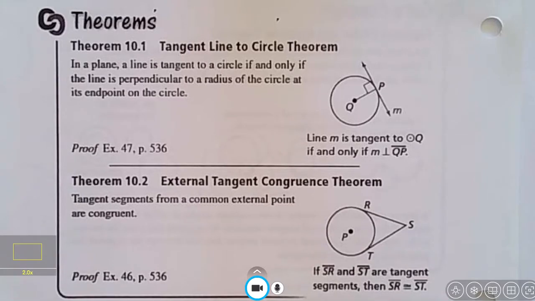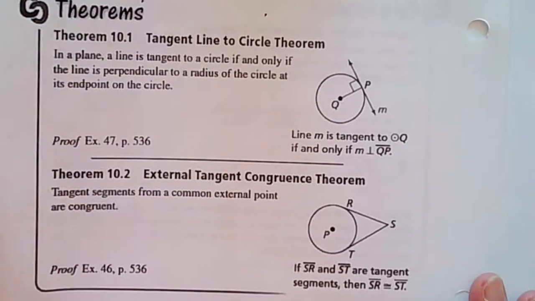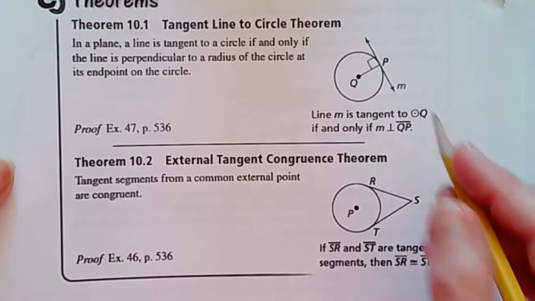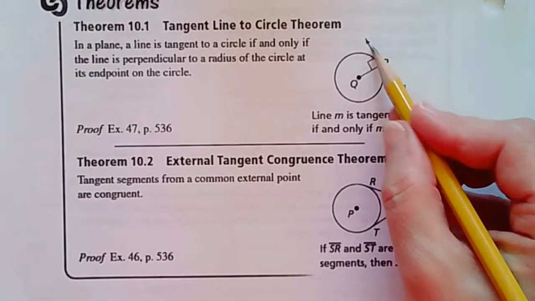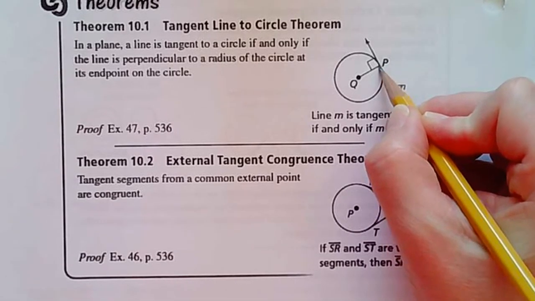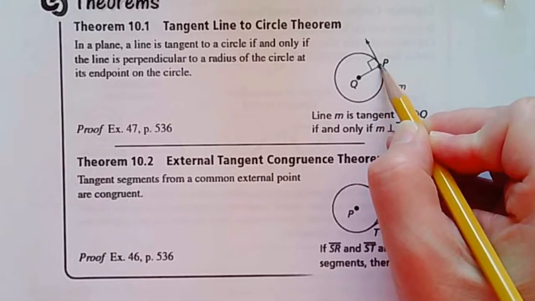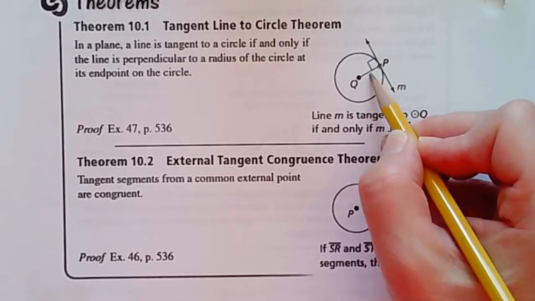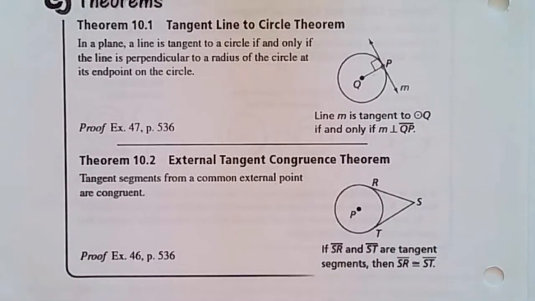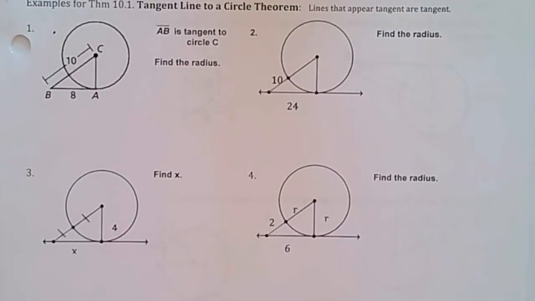Right now we will continue with tangent line theorems. First, I want to review quickly the first theorem that we discussed. It says that if you have a circle and a line is tangent to the circle, P is the point of tangency. If you draw radius QP, then radius QP is perpendicular. We did lots of examples already. I want to do one more.